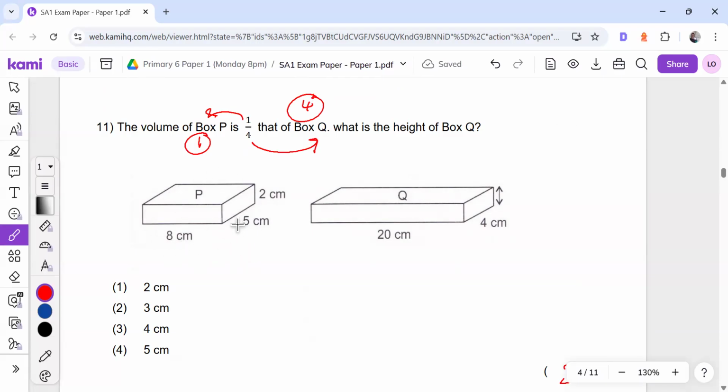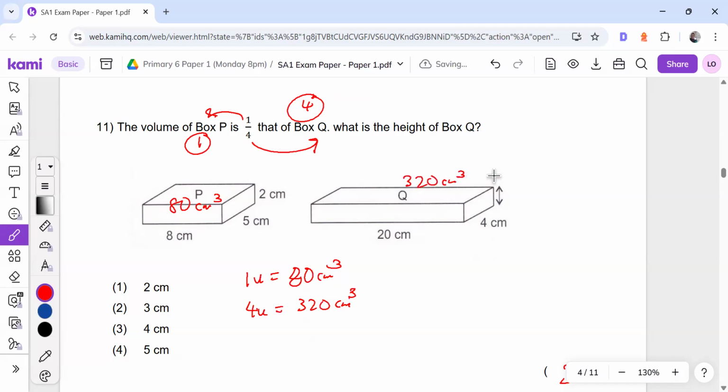All right, so can you find the volume of box P? 8 times 5, 40. 40 times 2. You can do mental sums, right? If it's easy. That is 1 unit. Okay, 1 unit is the volume of P, which is 80. Then what is Q? Q is 4 units, which is 80 times 4. Okay, 80 times 4. Got it, Bailing? Understand? All right, so 80 times 4, and that is the volume of Q.